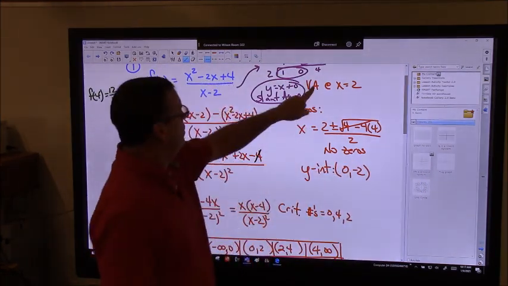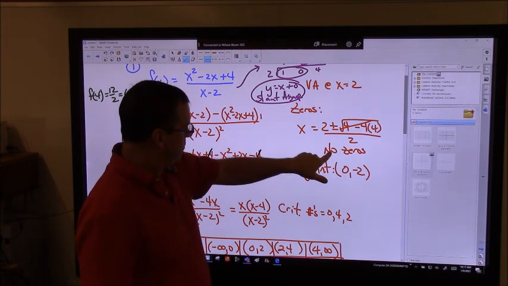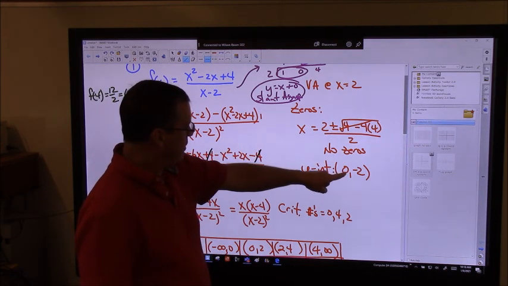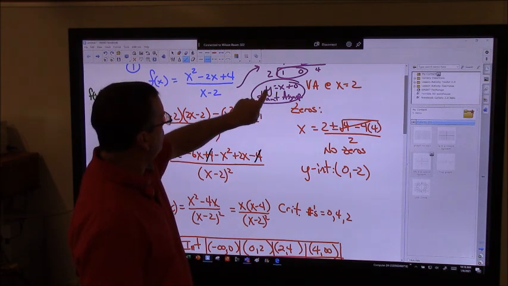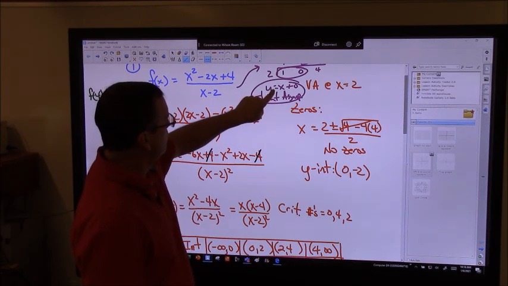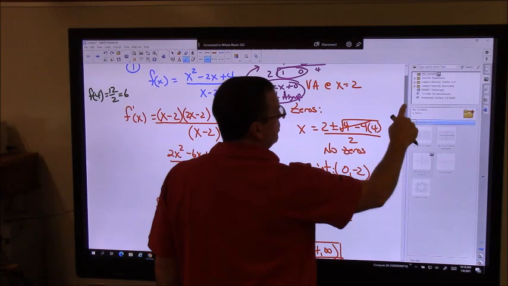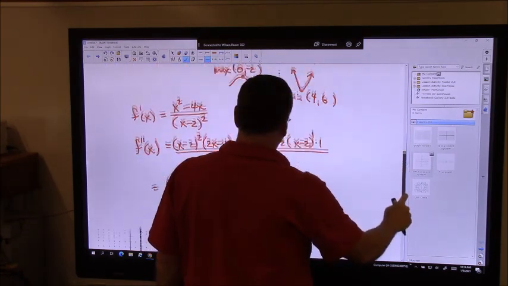There were no x-intercepts, no zeros. I know I've got to hit this point, (0, -2). There was a slant asymptote at y equals x. Now if I missed that, I think I'm still okay, but I'll go ahead and draw it in there.